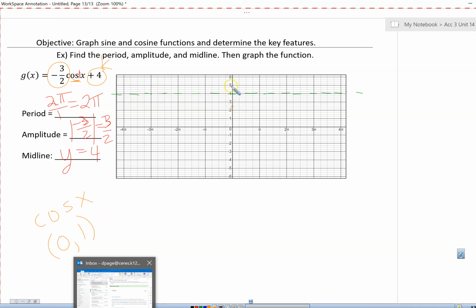So now instead of being 1 unit above your midline, you're 1 unit below your midline. And then you stretch that by your factor of 1.5. So it ends up right here, 1.5 units below your midline. It's another way to do it.